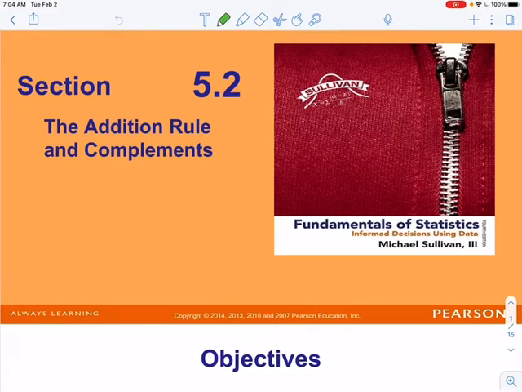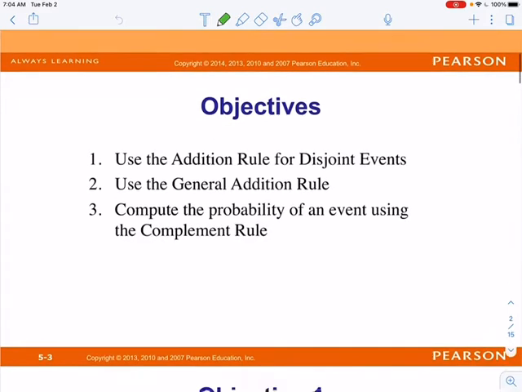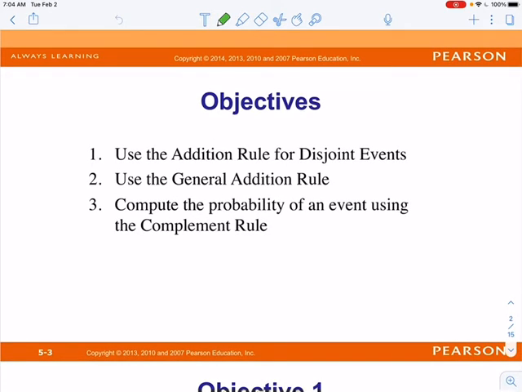Okay, good morning. It's been a while since I've seen you, so I'm going to do a brief overview of objectives 1 and 2 before we get into objective 3 for section 5.2. Again, 5.2 was called the addition rule and complements. The three objectives overall for this section were to use the addition rule for disjoint events, to use the general addition rule, and to compute the probability of an event using the complement rule. The complement rule is the one that we're really going to concentrate on today.